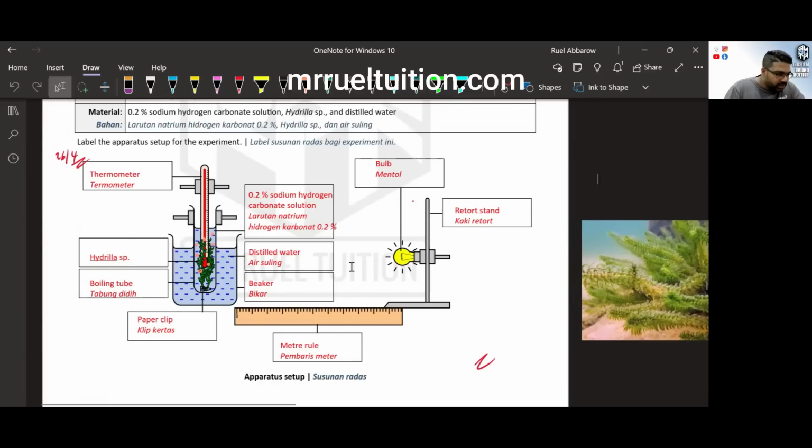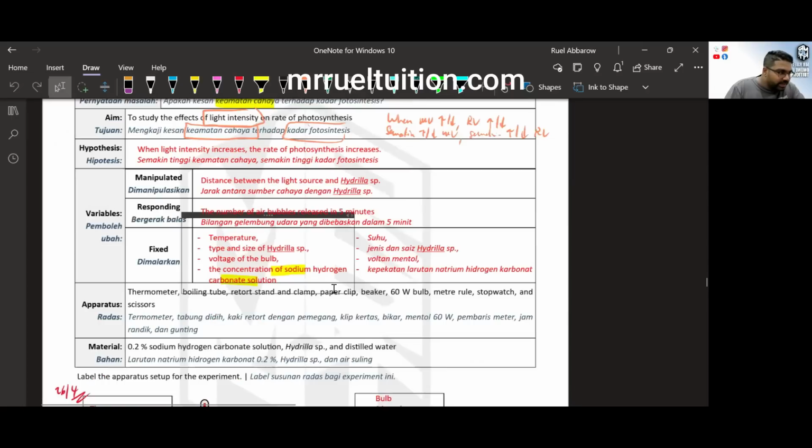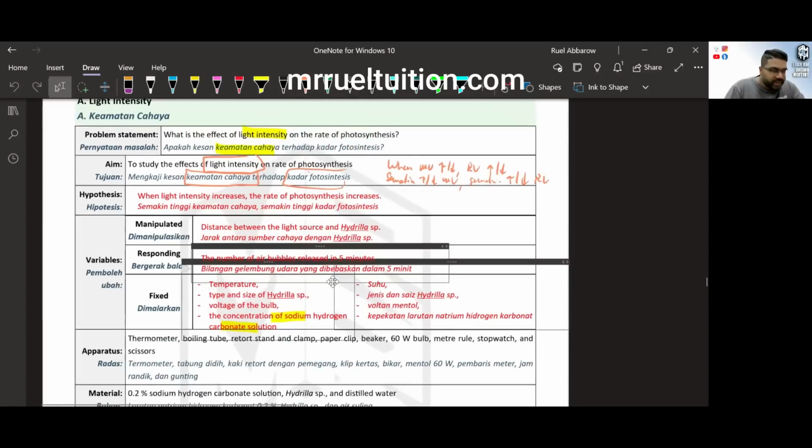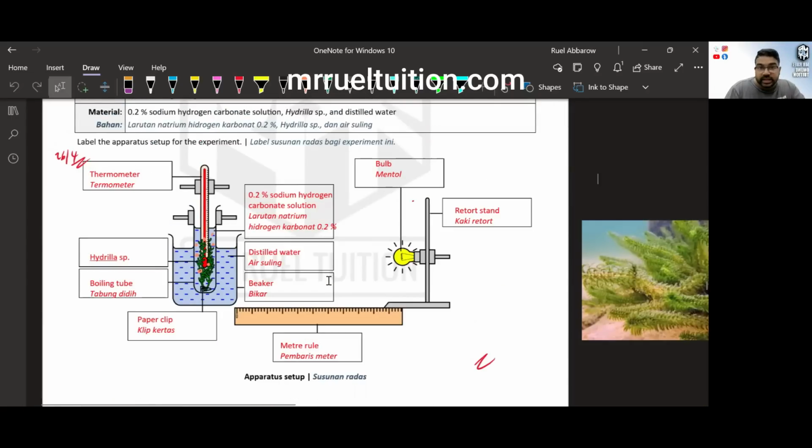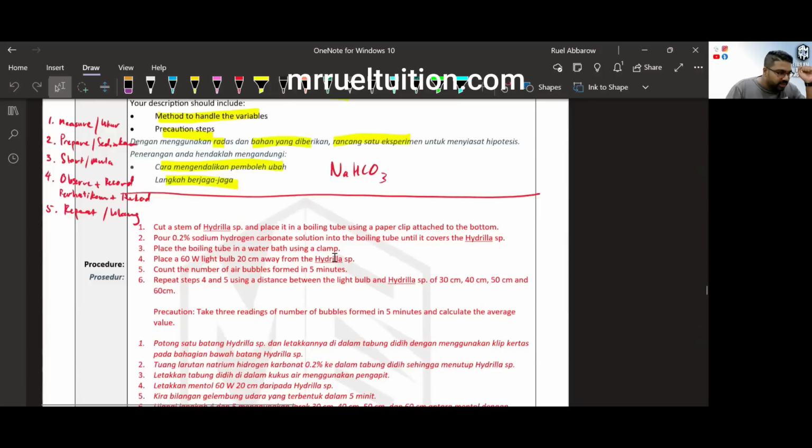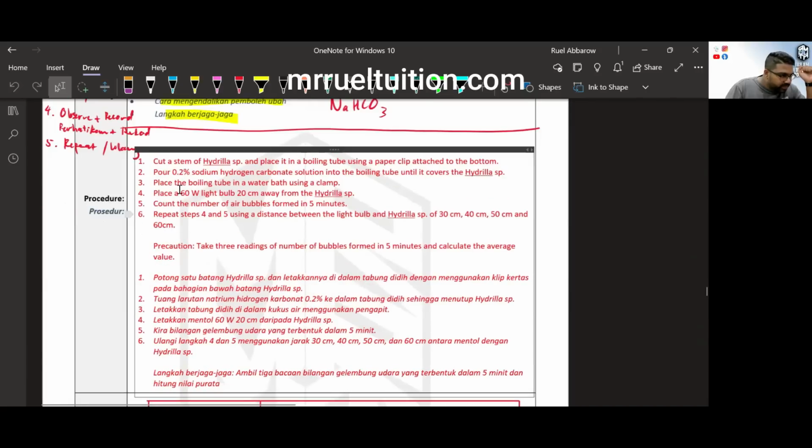Okay, so let's continue here. So if the experiment on light intensity comes out, then how do we manipulate the light intensity? By placing the bulb at different distances from the hydrilla plant. So that would be, for example, in this experiment, 30, 40, 50, 60.